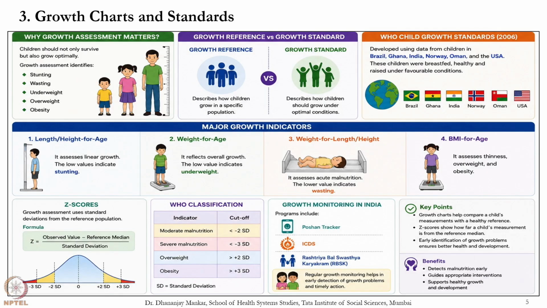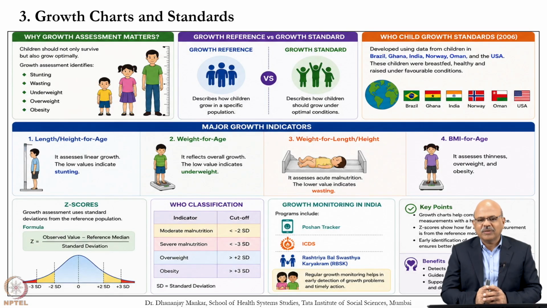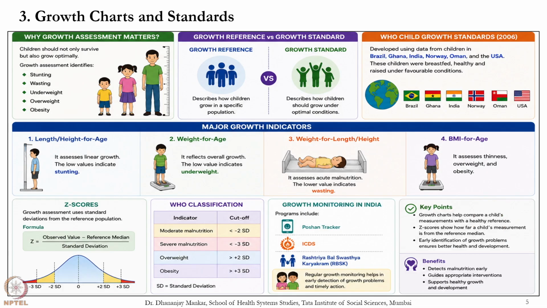Weight for length or height assesses acute malnutrition. The lower value indicates wasting. So if your weight is lesser compared to your length and height, then it is showing wasting. BMI for age assesses thinness, overweight and obesity with respect to age and your height.